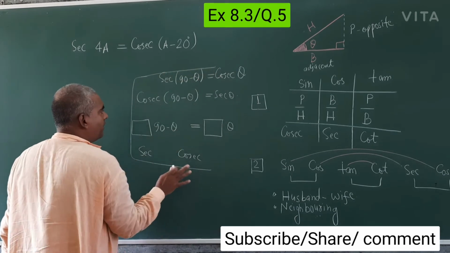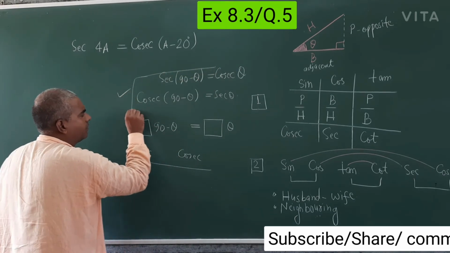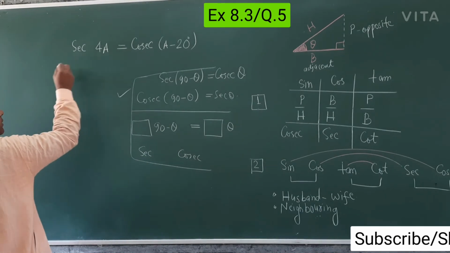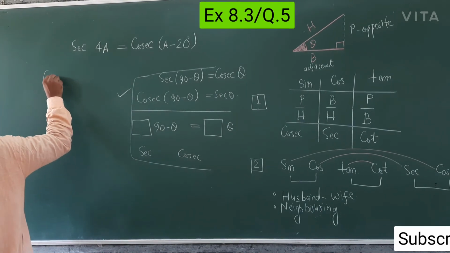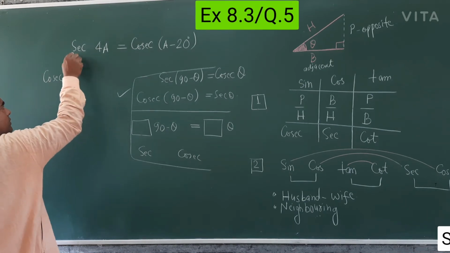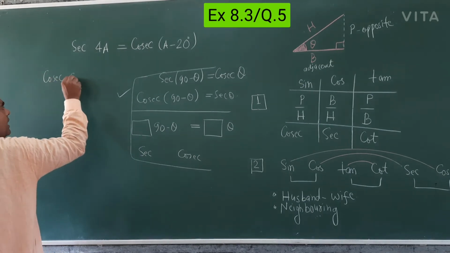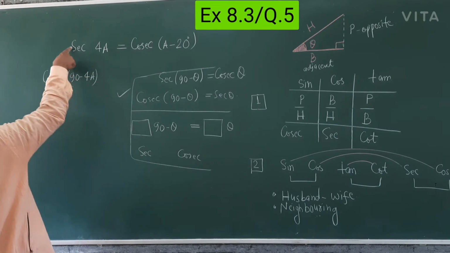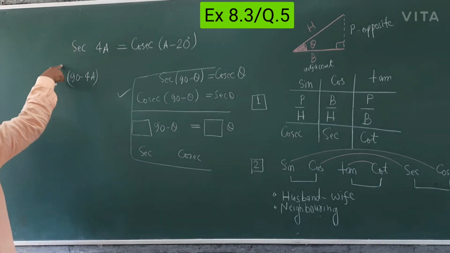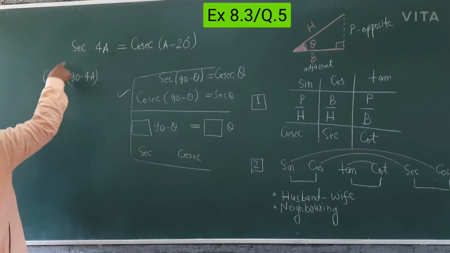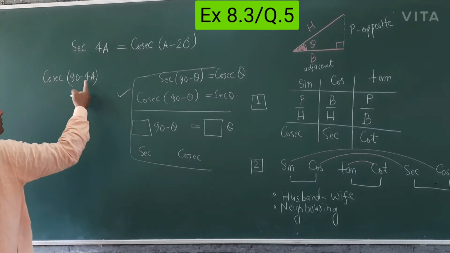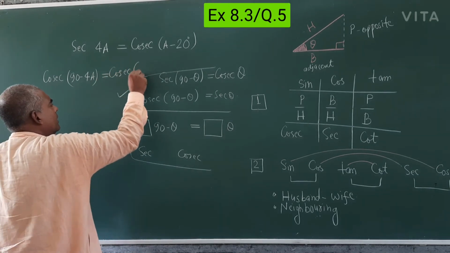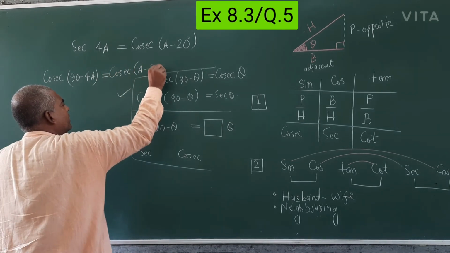This was only for your understanding. Yes, this is the part of your question. So change sec in terms of cosec. You have changed sec to cosec, and the angle will be 90 minus 4a. So cosec (90 minus 4a) is equal to cosec (a minus 20).